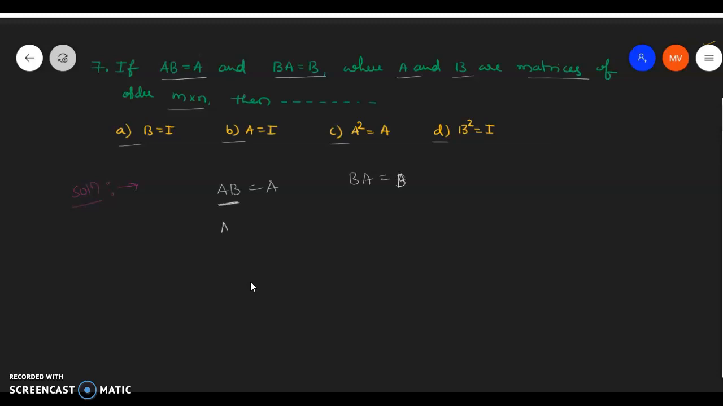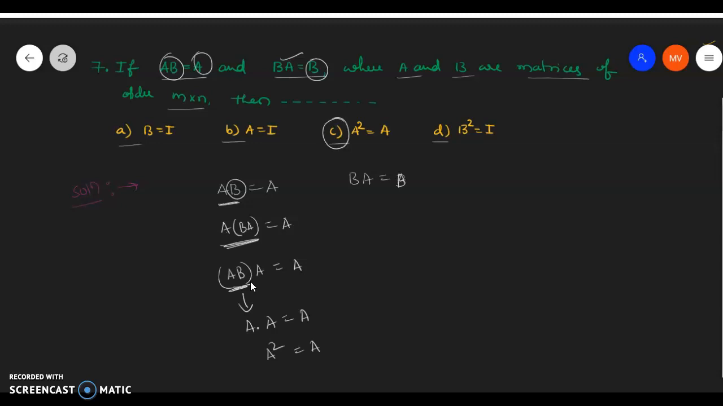Since the AB matrix is there, I will write A into bracket B, and that is equal to A. So here I will take the B value from this. B value is BA. Now I will write this as B into A. Since the associative property holds good here, I will write this as A into B of A, that is equal to A. Now I will write this as A into B into bracket A. Again the AB value is already given, AB is A. So I will replace this by A into A, that is equal to A. So A into A will be A square, that is equal to A. So here my option C will be the right one.